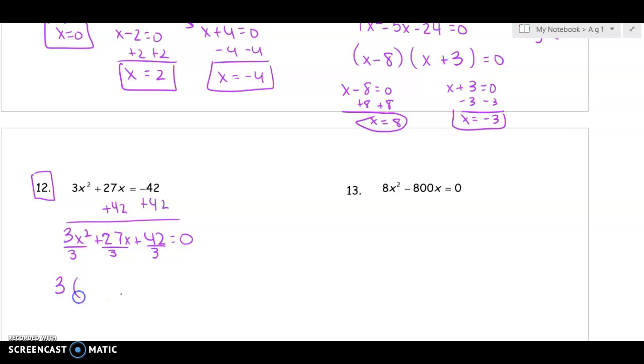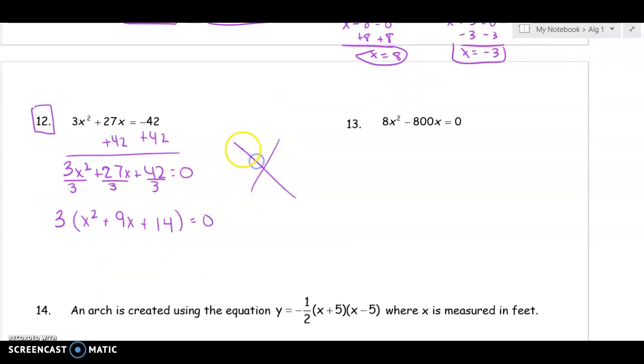As far as what goes inside the parentheses with it, we're going to divide each of those by 3. 3x squared divided by 3 is just x squared. 27x divided by 3 is 9x. 42 divided by 3 is 14. And now from here, we can do our box problem. It's got to multiply to be 14 and add to be 9. Those two numbers are 7 and 2.